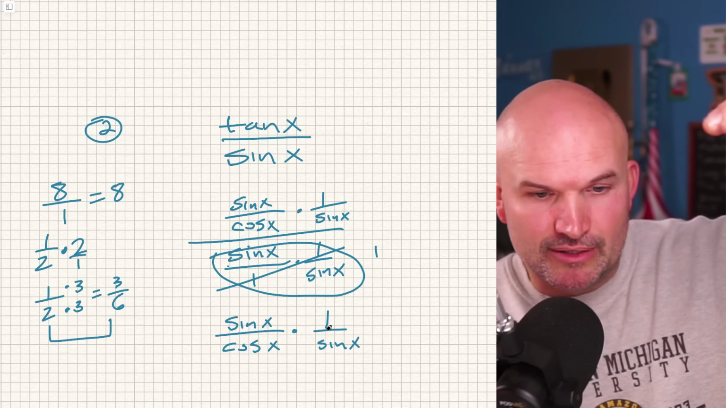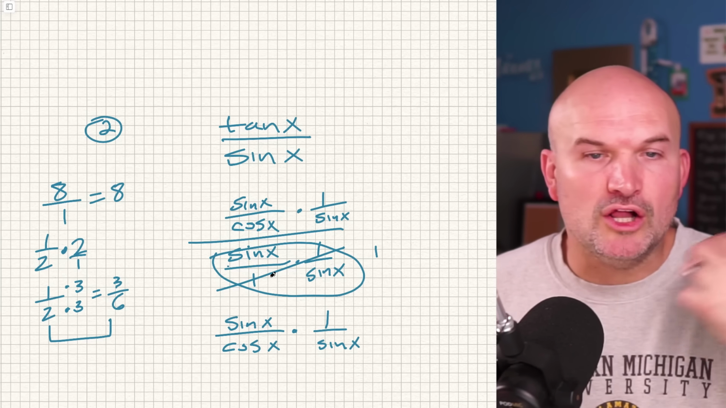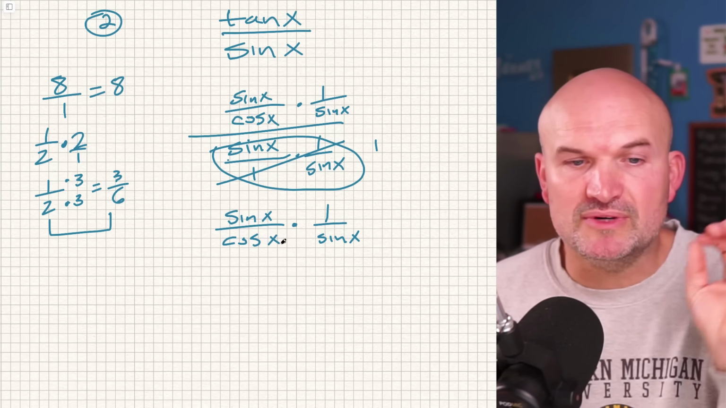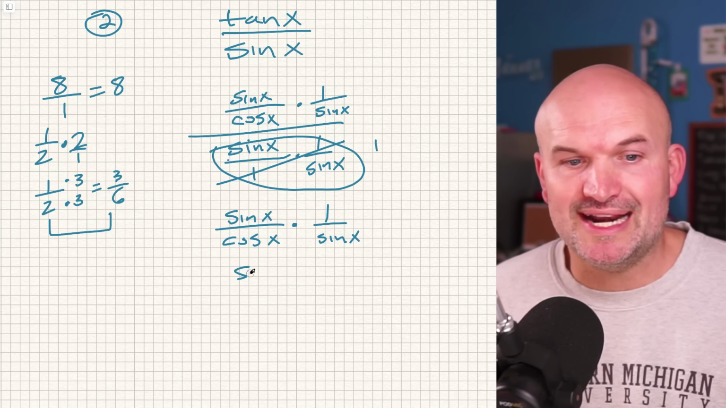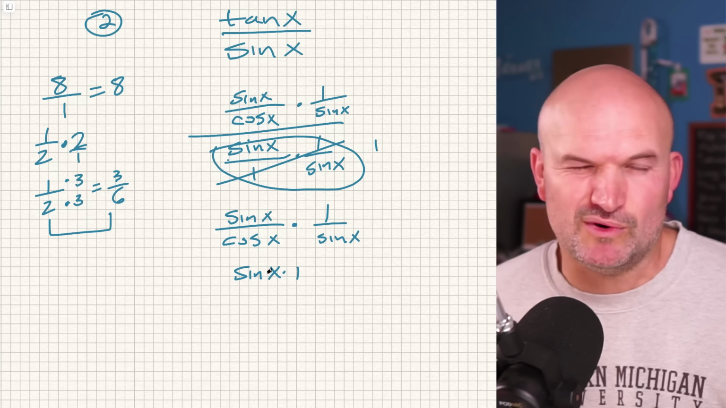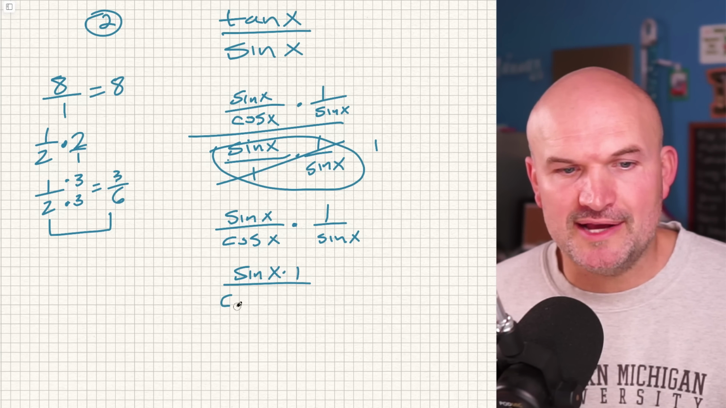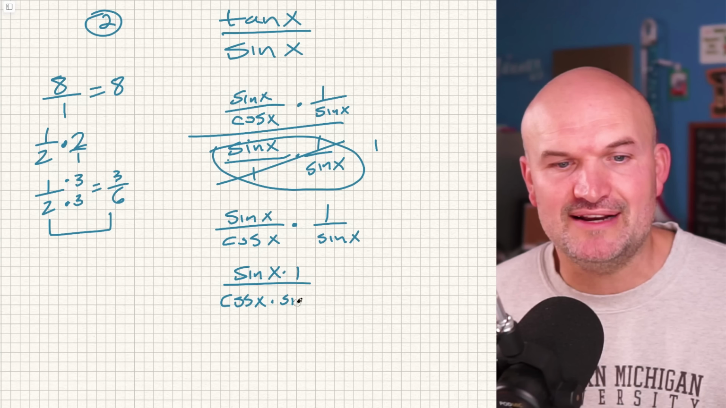We have a sine of x in the numerator. We have a sine of x in our denominator. But all of our terms, ladies and gentlemen, are being separated by multiplication. Right? I can rewrite this as a sine of x times 1, or really just sine of x, divided by a cosine of x times a sine of x.